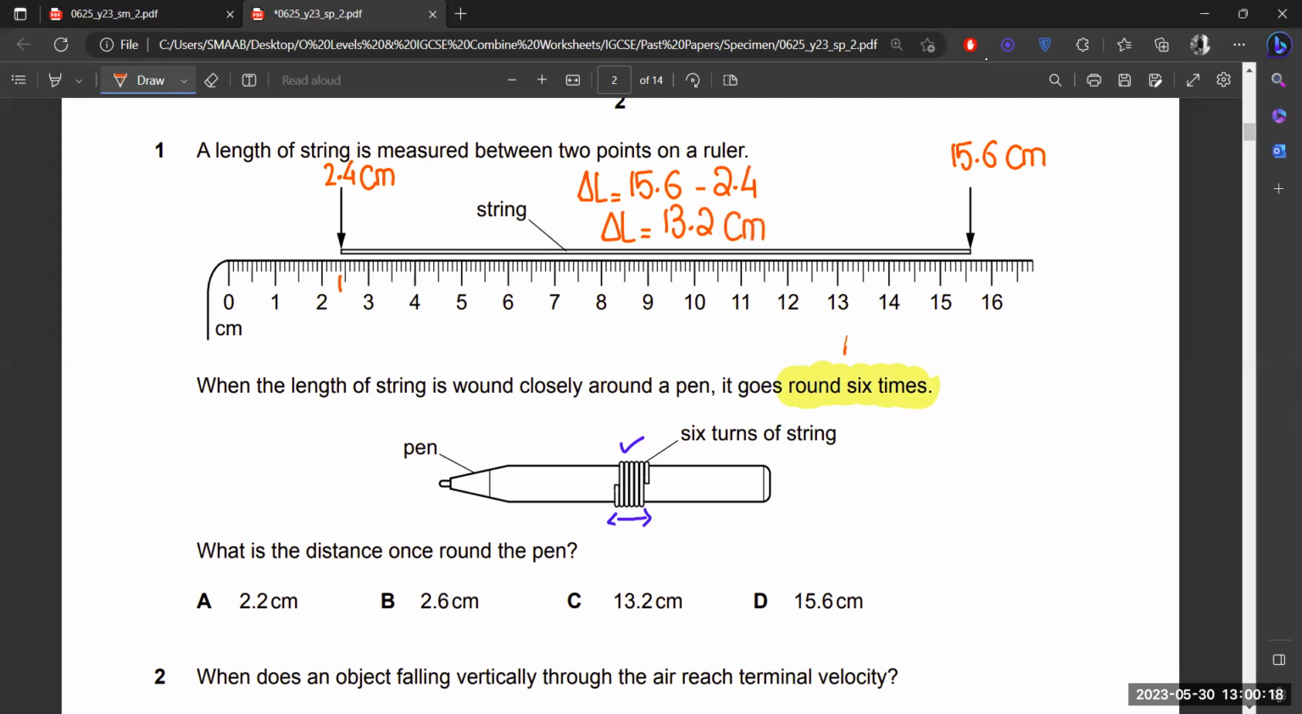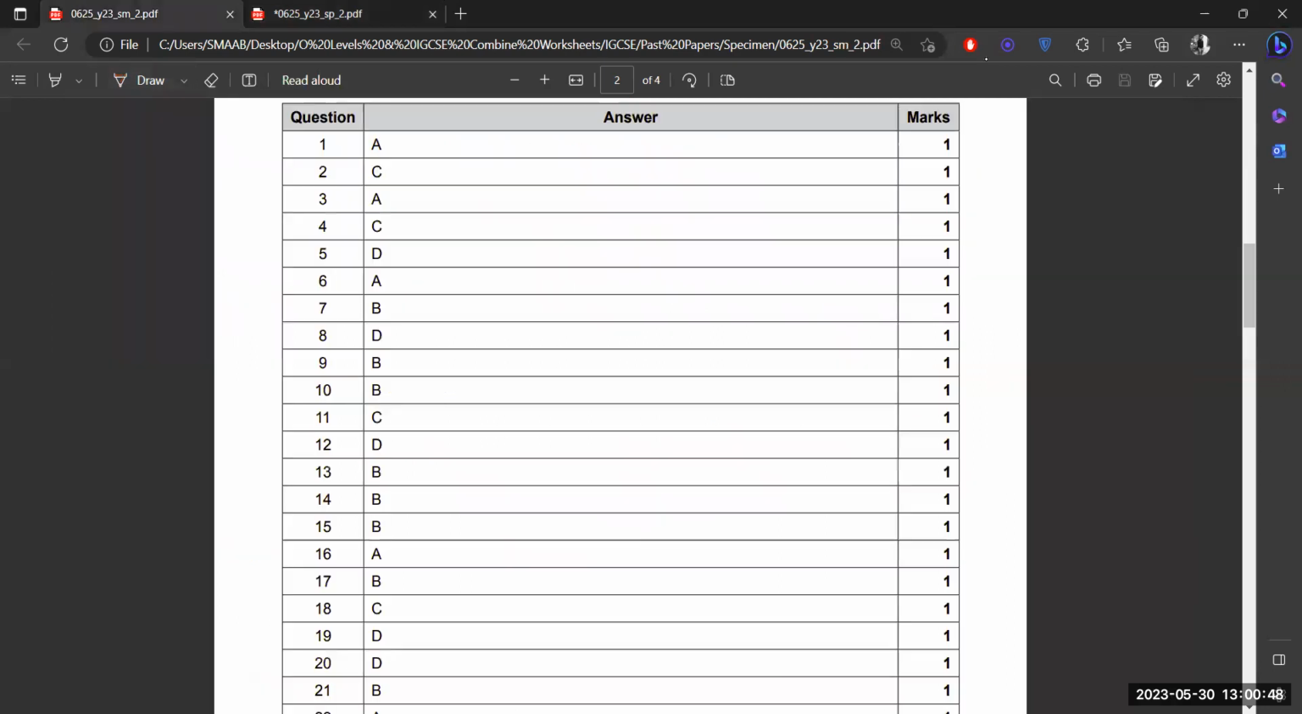Now we round it over a pen, and there are a total of 6 rounds over the pen. So we just need to divide this length 13.2 by 6. 13.2 divided by 6 is 2.2 centimeter. So 2.2 centimeter is the answer. Let's check the marking scheme also. Yes, in the marking scheme, it is also option A.